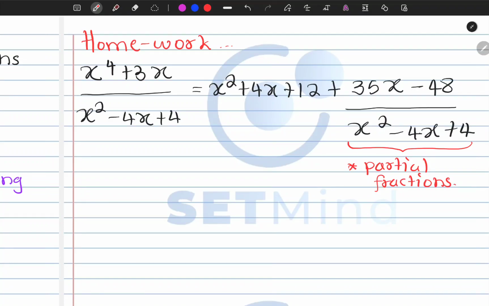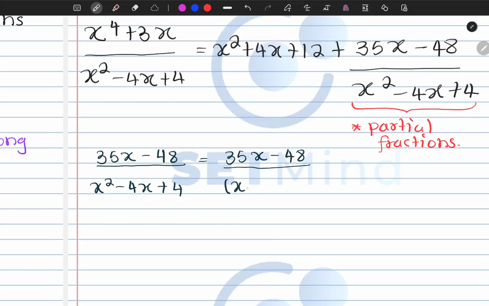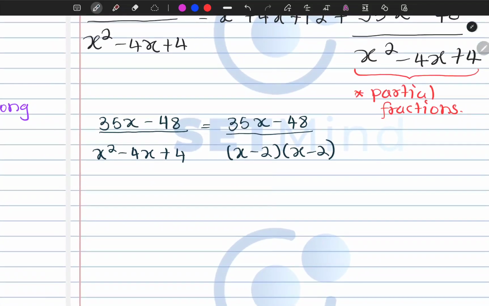But on that, what I have as a tip is that, if you look carefully, you are going to have 35x minus 48 divided by x squared minus 4x plus 4. If you observe this carefully, you will see that the denominator you can factorize. And when you factorize it, you'll see that it's x minus 2, x minus 2. So essentially, it's x minus 2 squared.